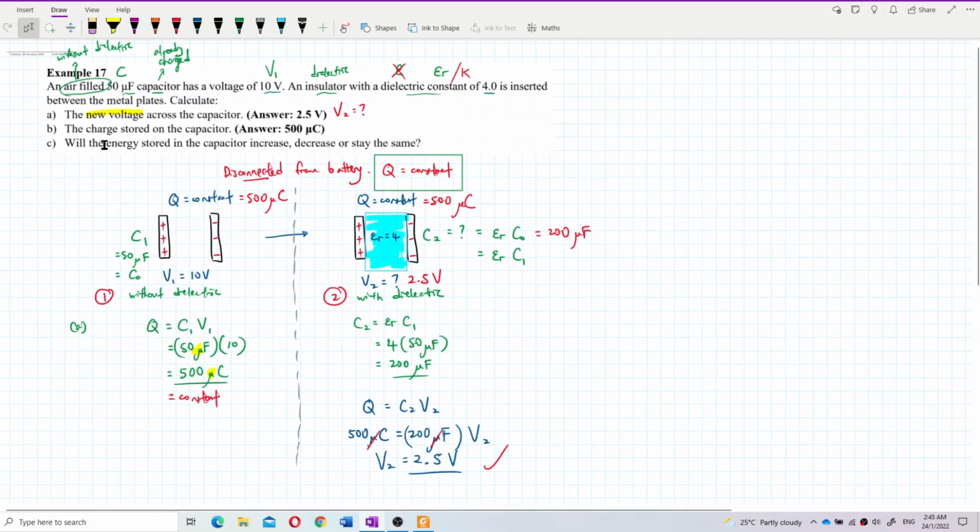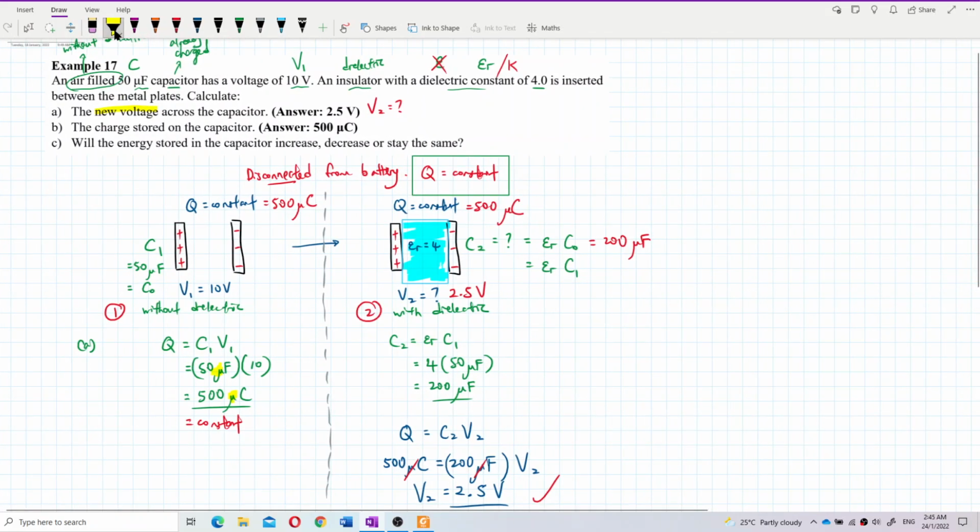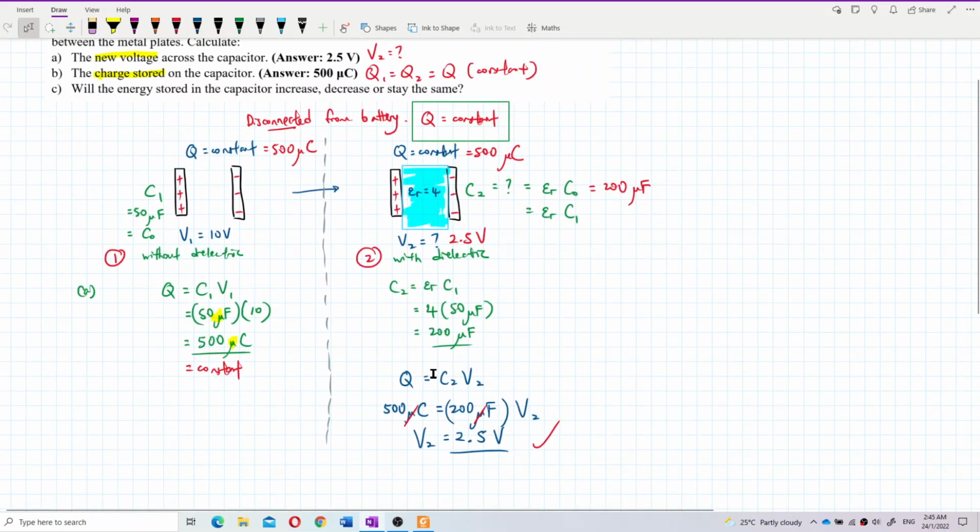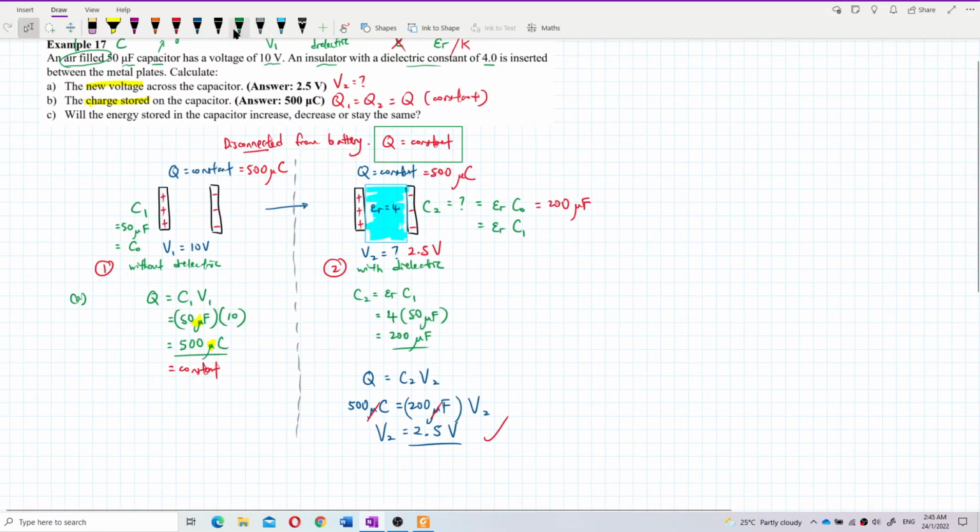Now, next I want to calculate the charge stored on the capacitor. So what I can say is, you want to find Q. Q1 is equal to Q2 is equal to Q. It's constant. The charge is constant because it's disconnected from the battery.